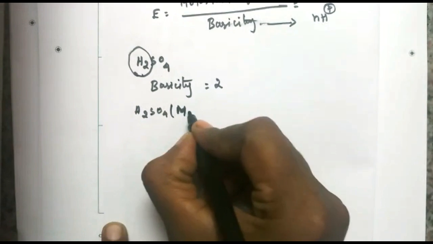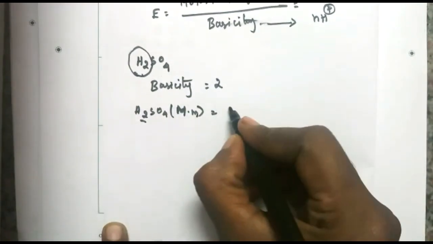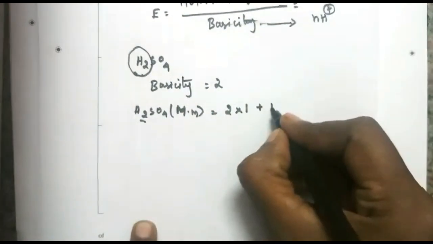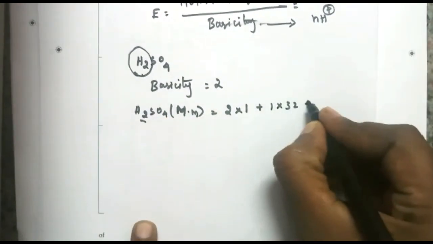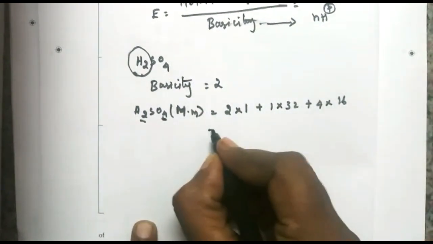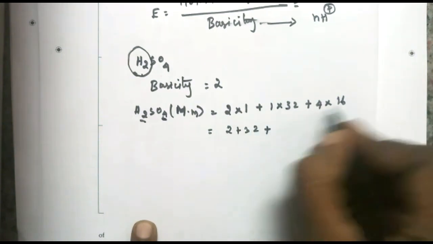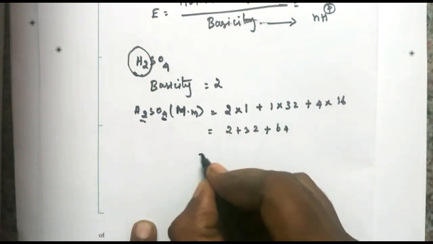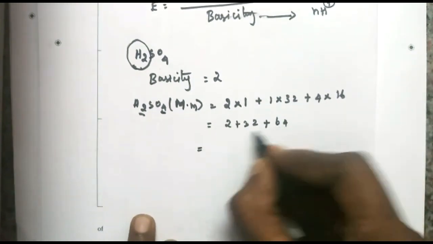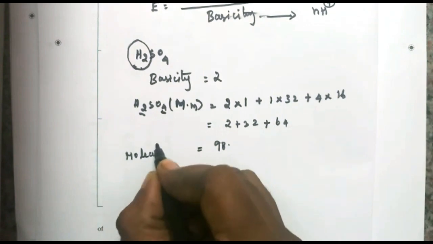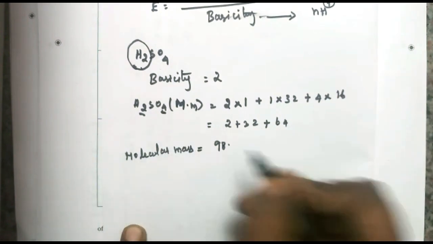Then the molecular mass of sulfuric acid. Here there are 2 hydrogens, so 2 into the atomic mass of hydrogen, which is 1, plus 1 sulfur, atomic mass 32, plus 4 oxygen atoms, 4 into the atomic mass of oxygen, which is 16. That is 2 plus 32 plus 64, equal to 98. So the molecular mass, or molar mass, of sulfuric acid is 98.